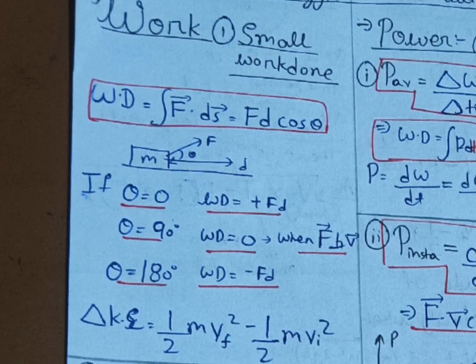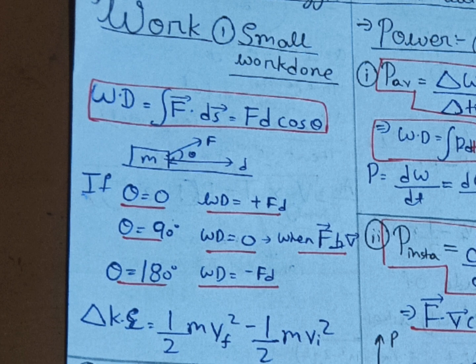Work energy theorem. Small work done is equal to the integration of F dot ds, which is equal to F d cos theta. If theta is equal to 0, work done is positive. If theta is equal to 90 degrees, work done is 0 when F is perpendicular to v. If theta is equal to 180 degrees, work done is minus F d.